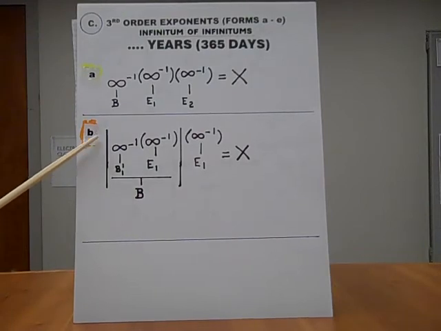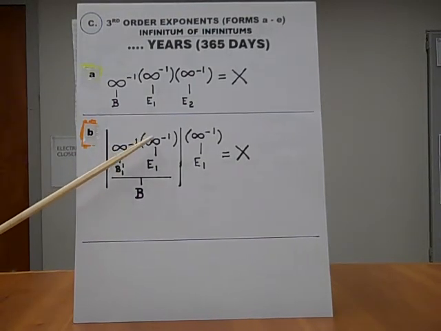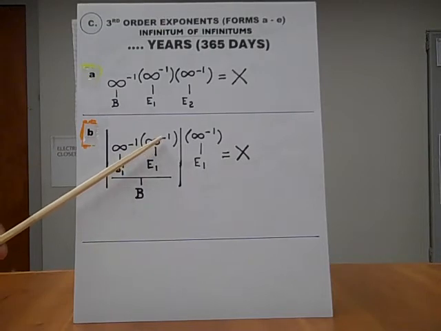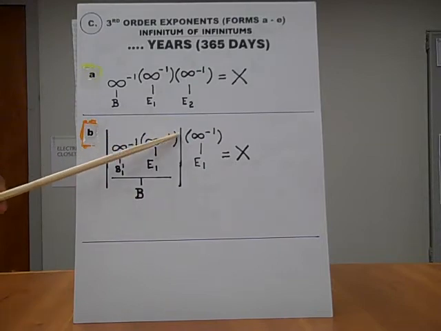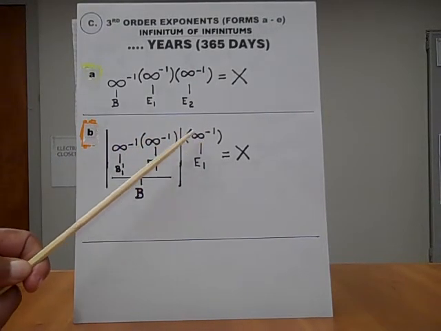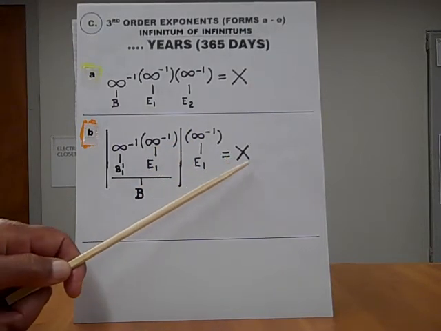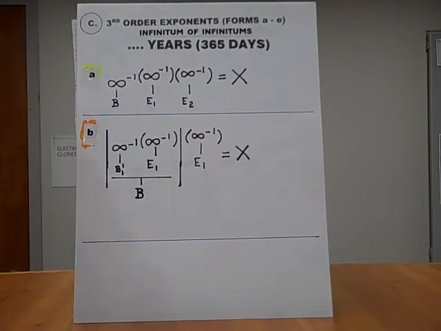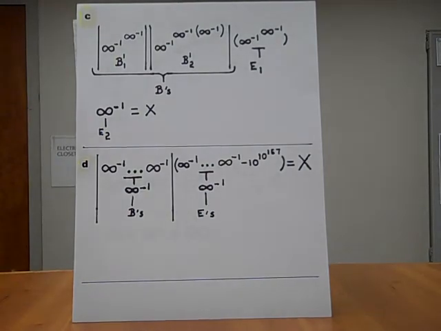B form is where you have these two straight lines, where the internal base is infinity minus 1 to the infinity minus 1, exponent 1. This is a total base, because these two lines make it a total single base, and this is taken to infinity minus 1, the first exponent with the 1 here, which equals x number of years. Now, C form.